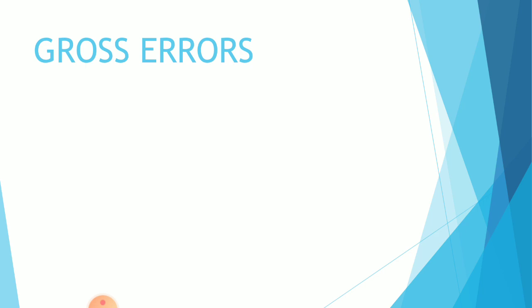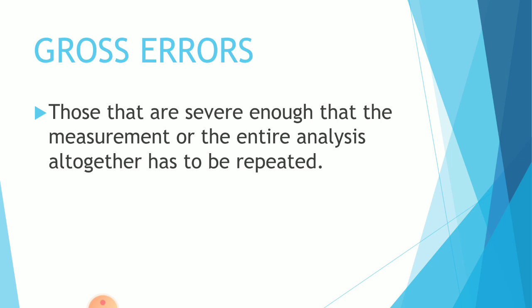And lastly, we have the gross errors. Gross errors are those that are severe enough that the measurement or the entire analysis altogether has to be repeated. This type of error results in outliers, which are measurements that are isolated from all other measurements. An example of this error is the unnoticed spill of a substance while measuring its mass.